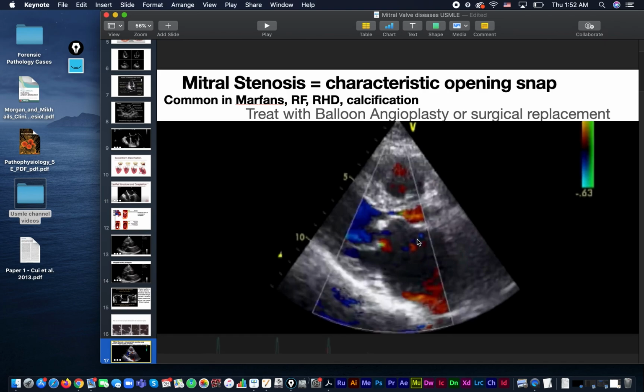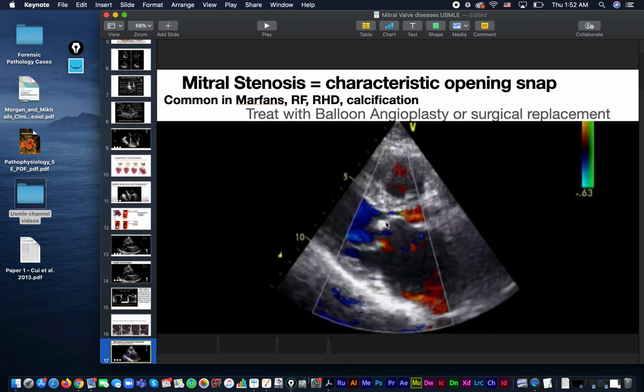Let's do the third main one. Let's move on to mitral stenosis. Remember the opening snap. You can treat it with balloon angioplasty or surgical replacement, depending on the situation. And so, again, remember calcification, anything that stiffens the valves. And you can see this is the weird one.